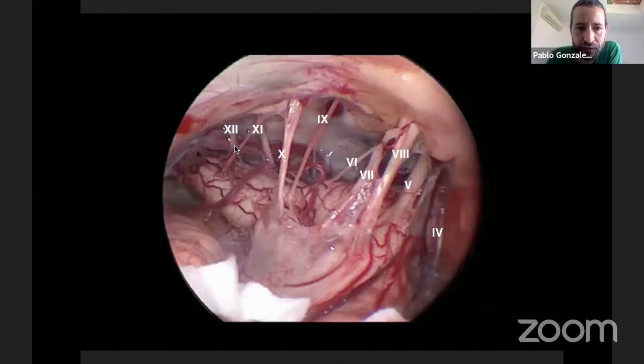We have the glossopharyngeal nerve that, as we recently discussed, is just posterior to the vertebral artery, and we can even have a look at the foramen magnum. So this is the medulla oblongata protuberance, and this is the 10th. So that was the last case I wanted to share because it's summarizing all these anatomical structures.